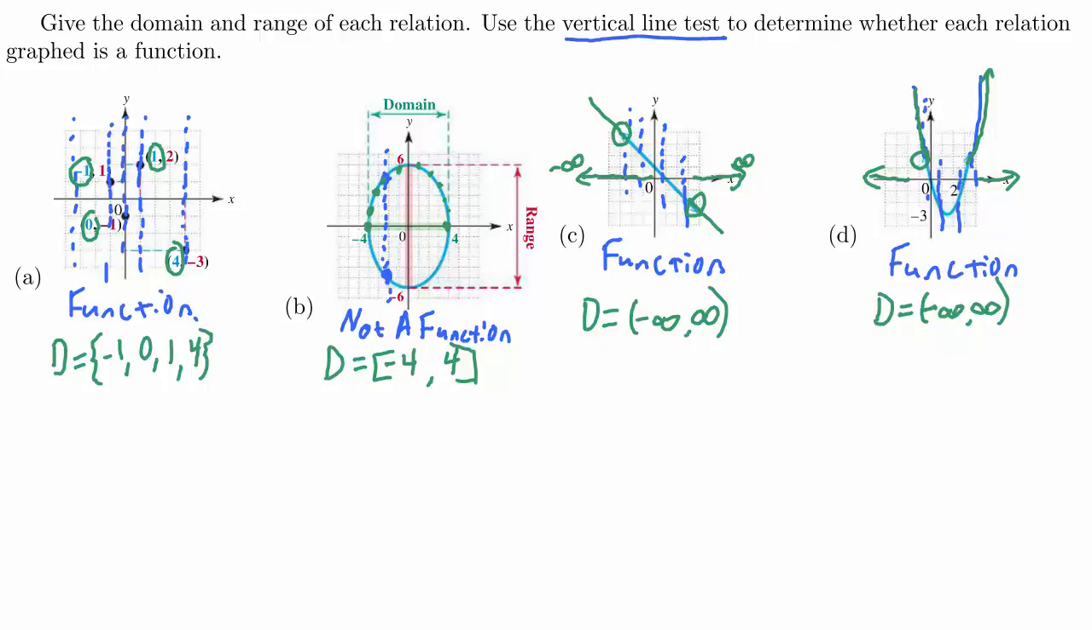Now let's look at the ranges. The ranges are pretty much the same idea, except we start from the bottom to the top. So over here with just coordinates, it's -3, -1, 1, 2. So your range here is going to be -3, -1, 1, and 2.